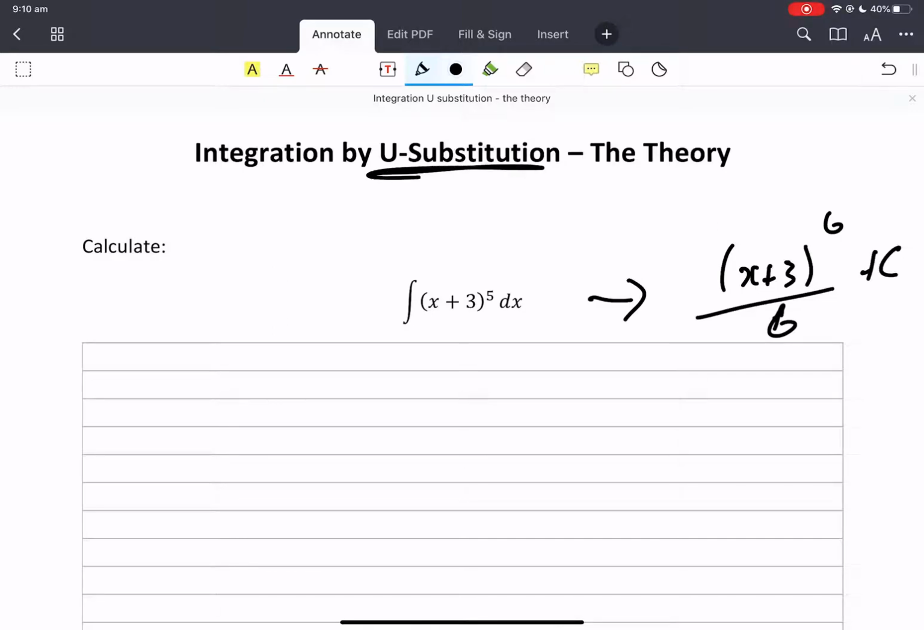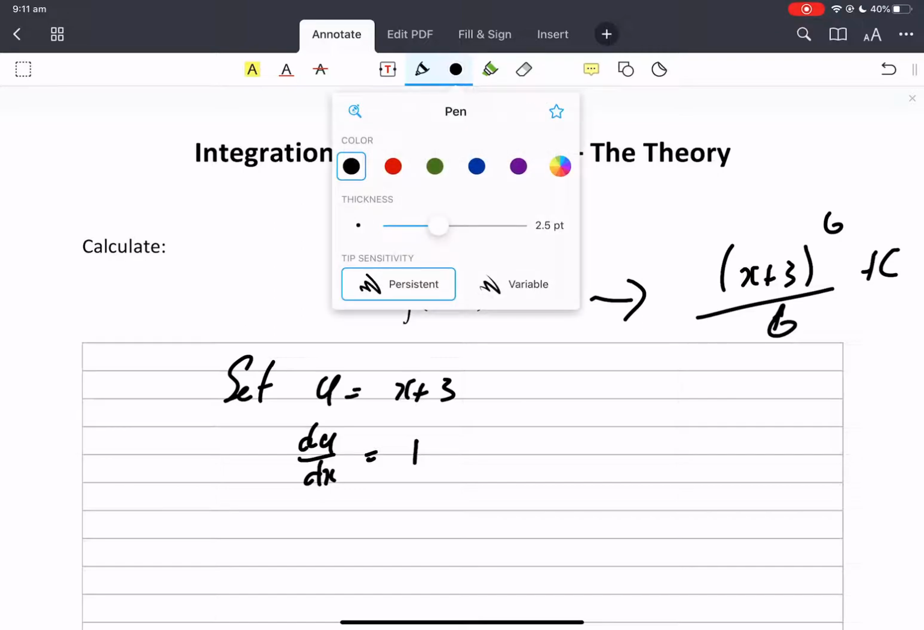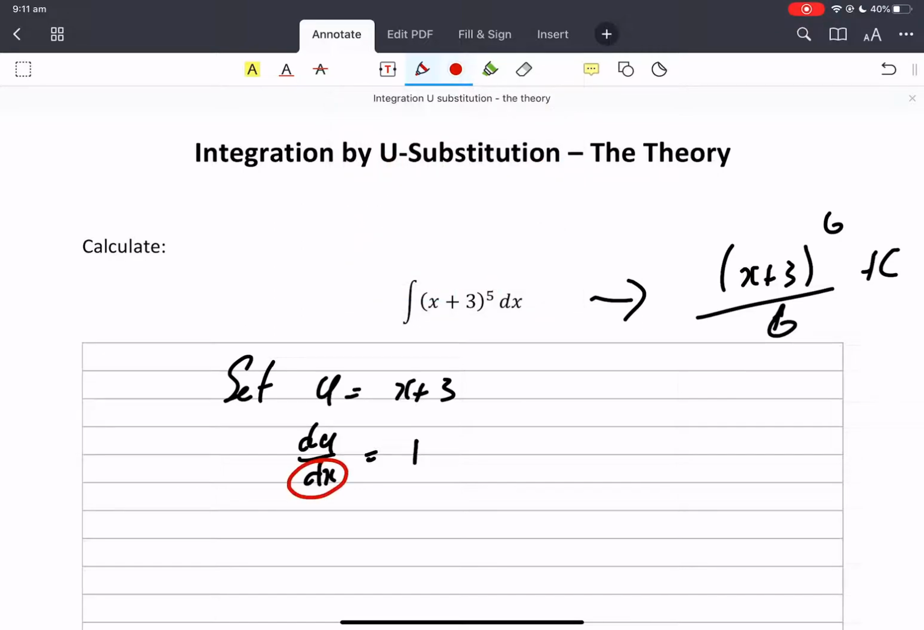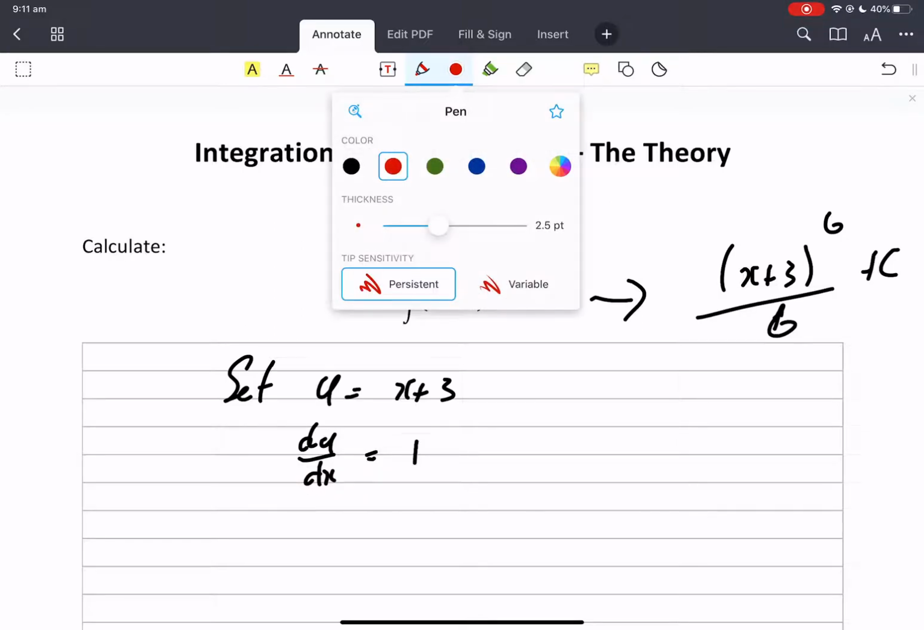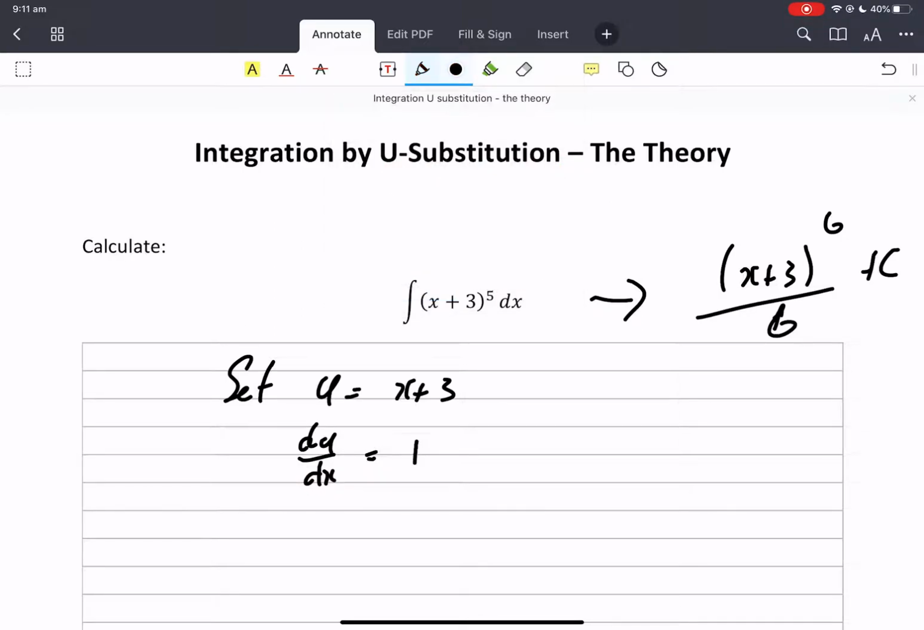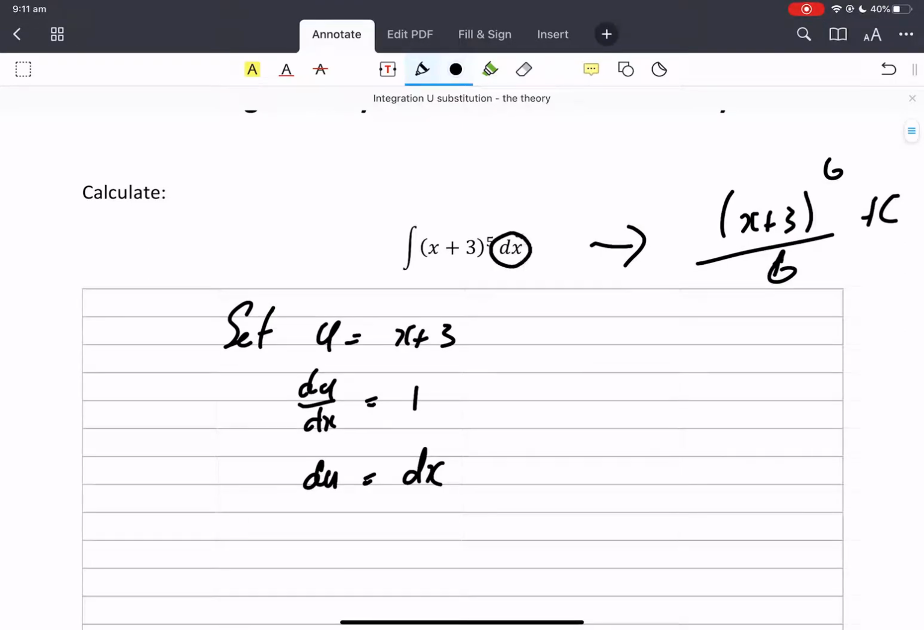It's called U-substitution. I'm going to set u equal to x plus 3. I'm going to differentiate it. du/dx equals 1. Seems strange, but I'm going to multiply both sides by dx. So du equals dx. So see that dx? Let's see how we go.